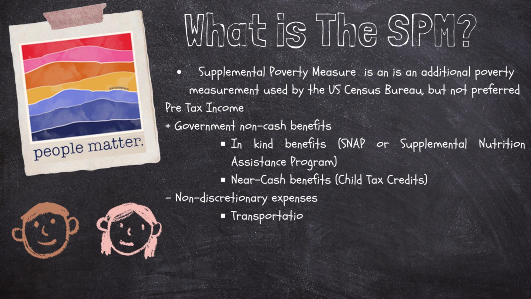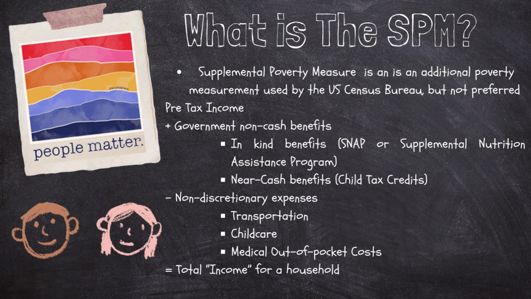The SPM also considers non-discretionary spending and subtracts this from income. This would include expenses that are not optional, such as transportation to and from work or childcare. Another important non-discretionary expense is MOP, medical out-of-pocket expenses.